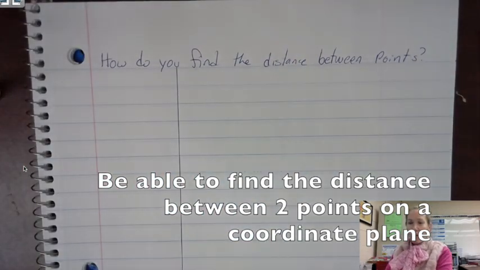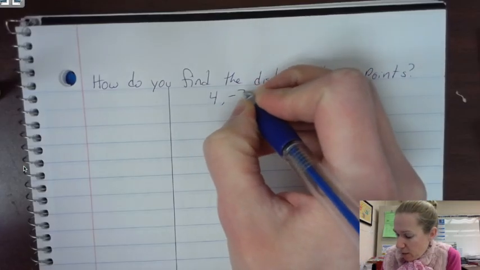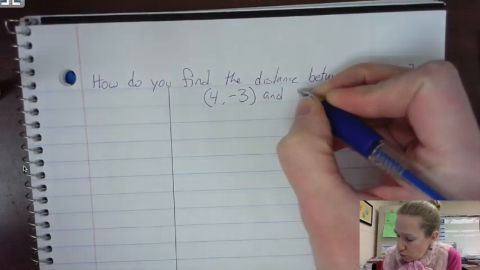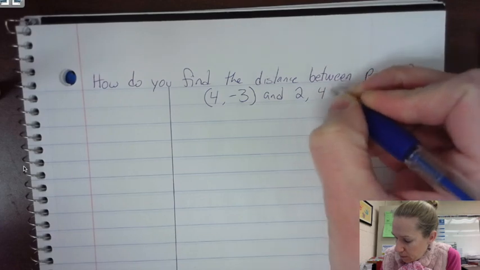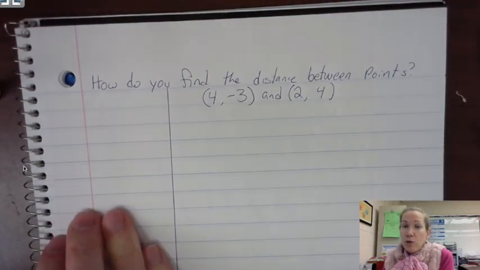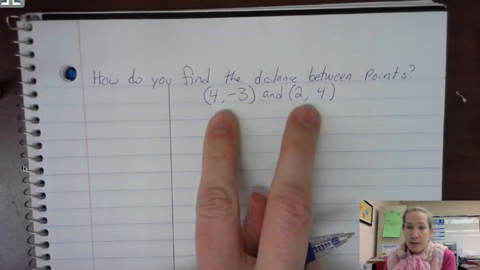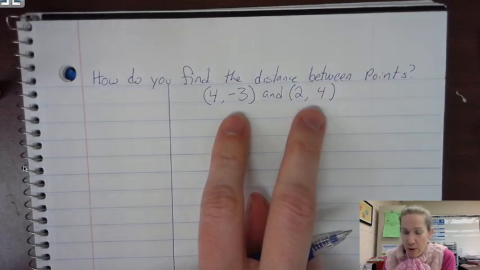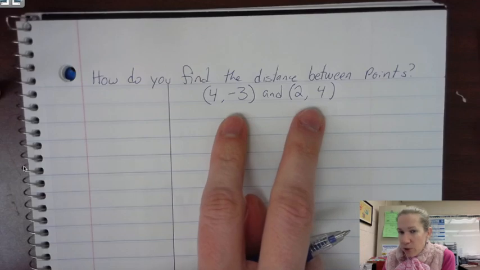Let's choose the points -3, 2 and 4. So sometimes you will just be given 2 points, and from those 2 points, they ask you what's the distance between those 2 points. There's a couple different ways you could do this.